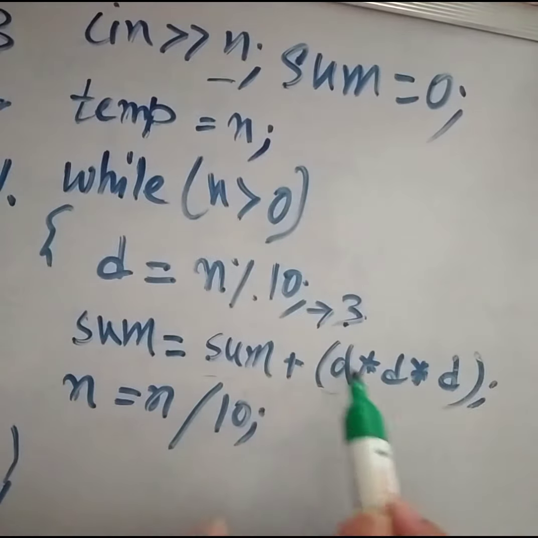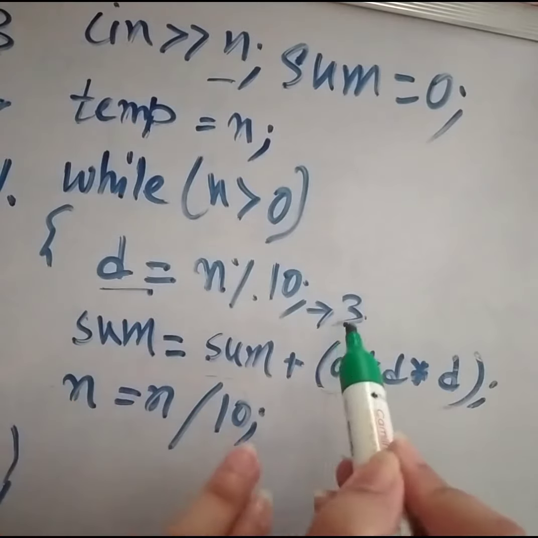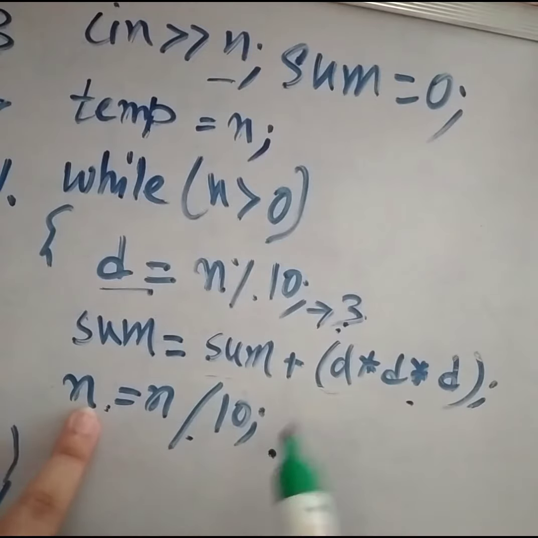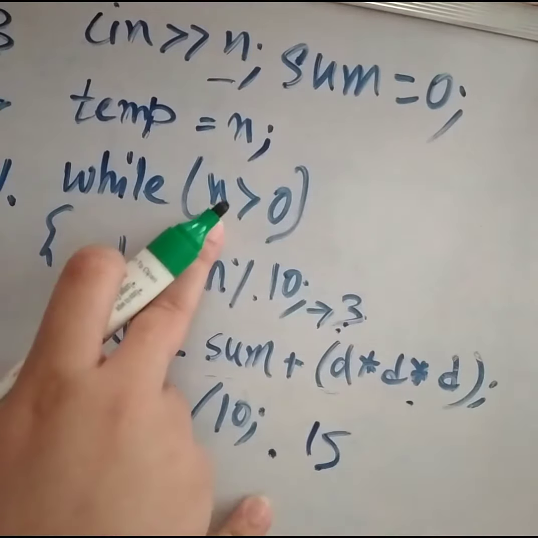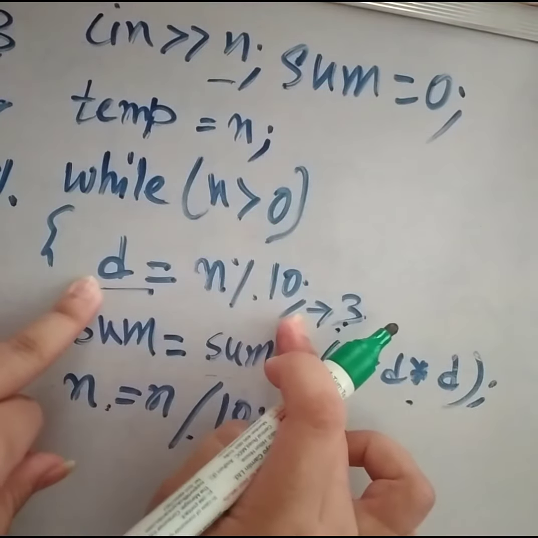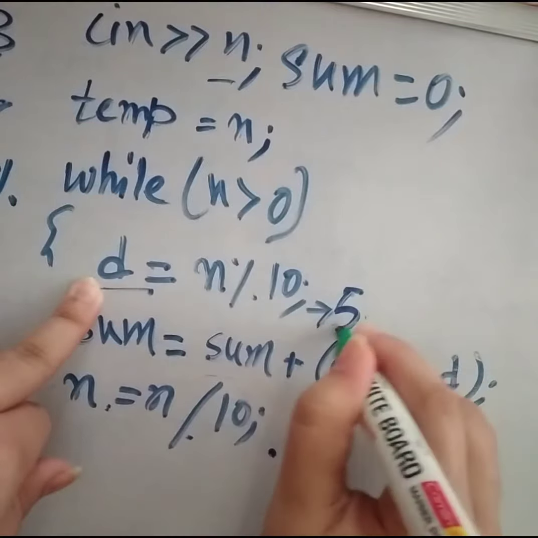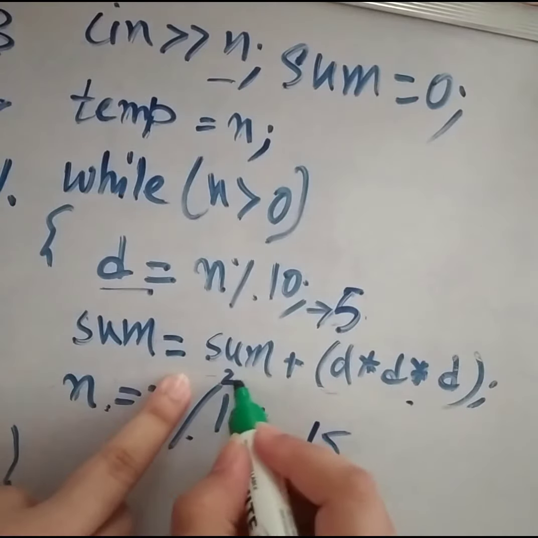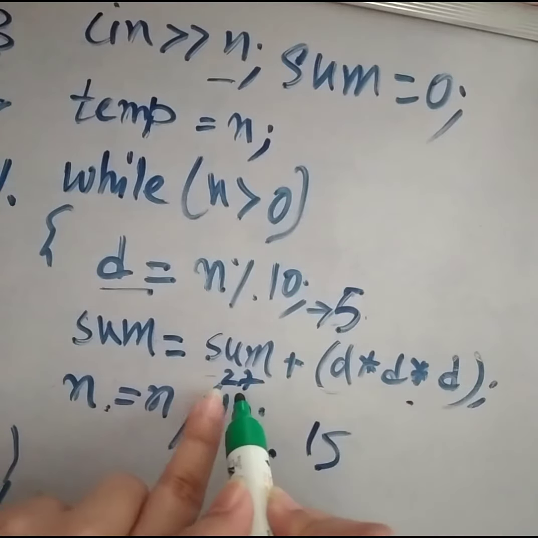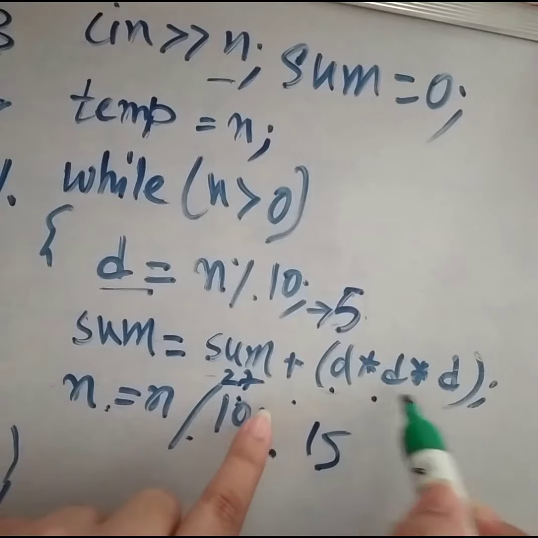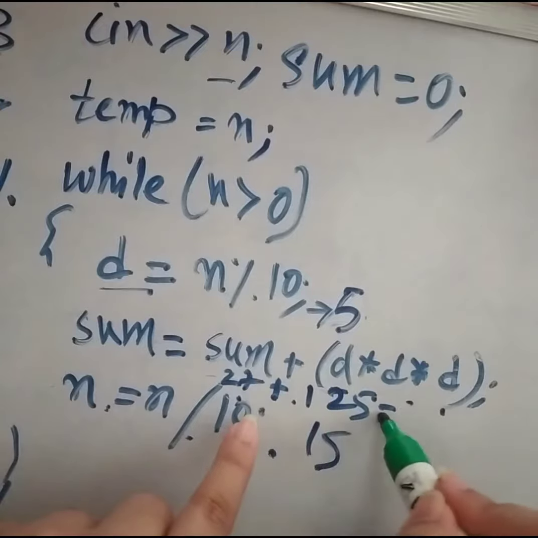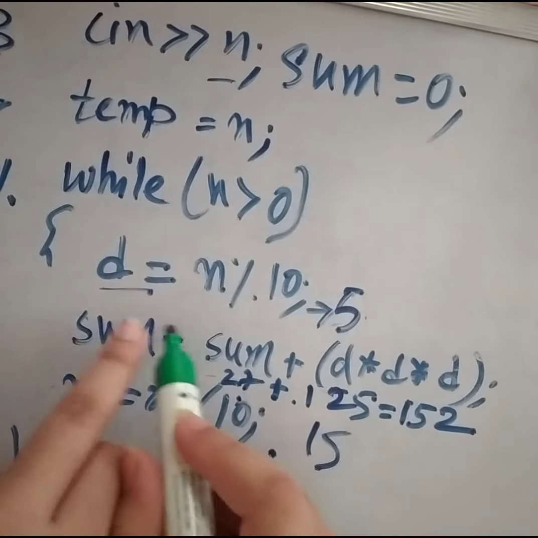The first step I explained already: we get d as 3, sum as 27, and next n equals n by 10, which means we are getting 15 here. Now 15 is greater than 0, yes. d is equal to 15 mod 10, that means we are getting 5. The sum value in the first iteration was 27, if you remember: 0 plus 3 into 3 into 3. Now this 27 will get added with 5 into 5 into 5, that is 125, right? 125 plus 27 will give you 152. So now the sum value is 152.